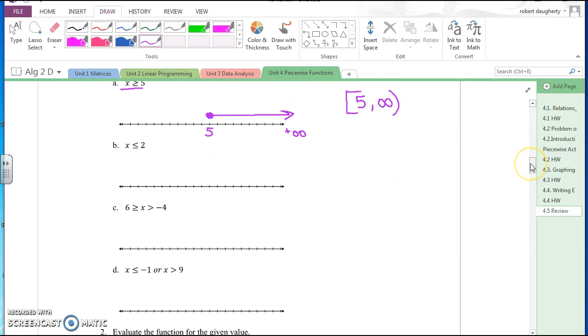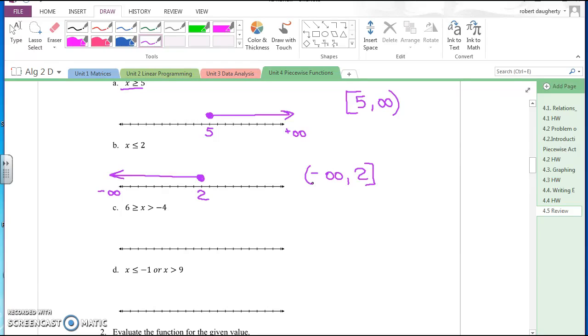Next interval, x is less than or equal to 2. Somewhere on this number line there is a number 2. Less than or equal to means closed circle and shade to the left. So in this direction is negative infinity. So that interval is negative infinity up to 2 with a bracket around the 2.